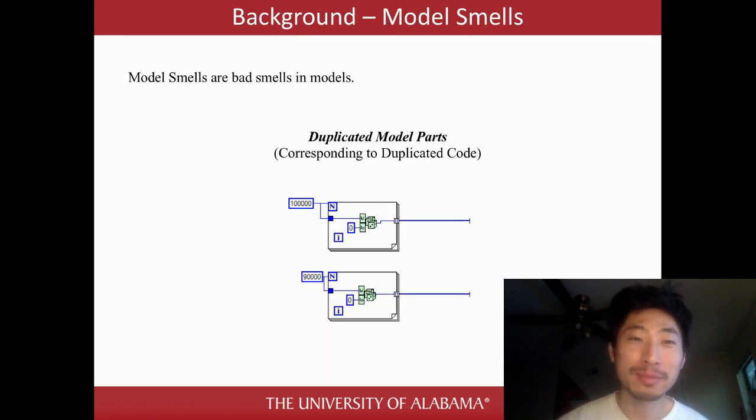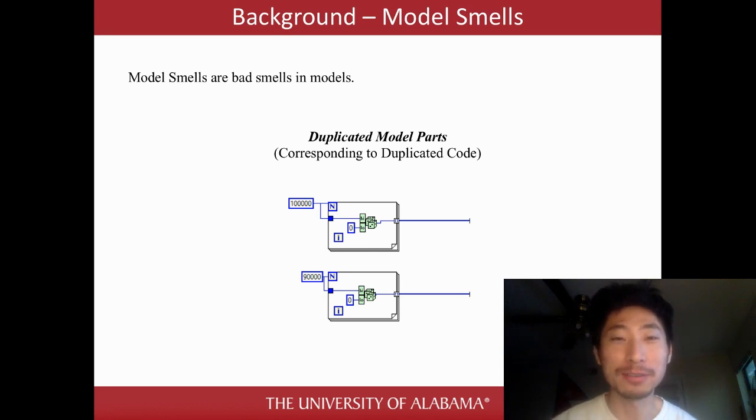Corresponding to the bad smells to system models, we have the concept of model smells, which means the smells in models, like the duplicated code. We have a corresponding code smell for models, that is duplicated model parts, as shown in the figure below. Duplicated model parts, like duplicate code, means we have several pieces of model parts that are duplicated.